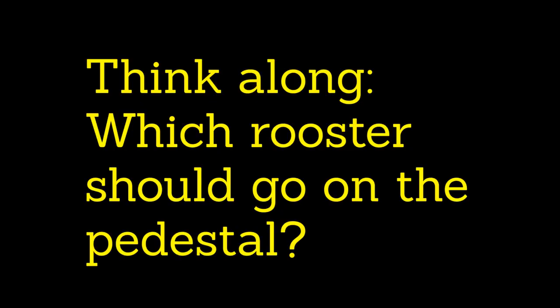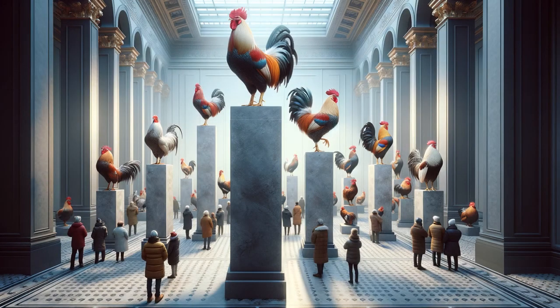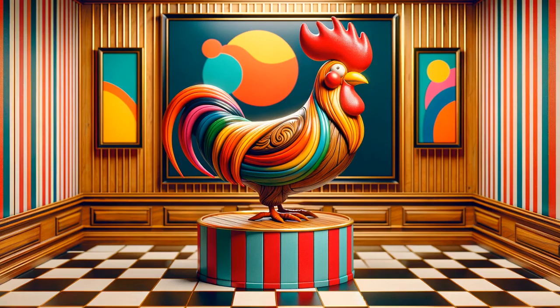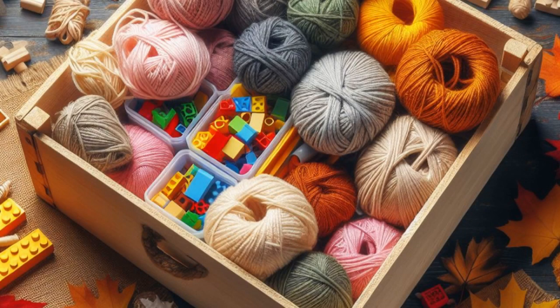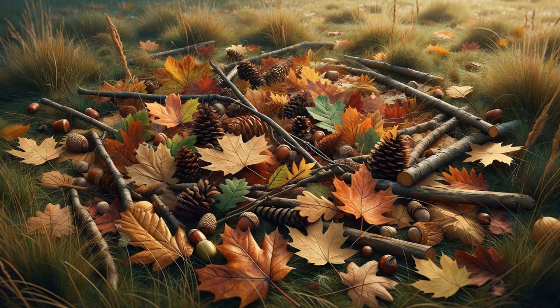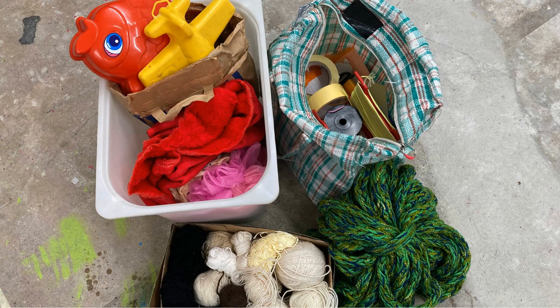Think along. Which rooster should go on the pedestal? This video presents some ideas and methods for dealing with history and memory in public spaces politically and artistically that are suitable for all age groups. Not creative? Remember that anything can be used artistically. Mason's twine, scraps of fabric, leaves, knickknacks, or your own body.